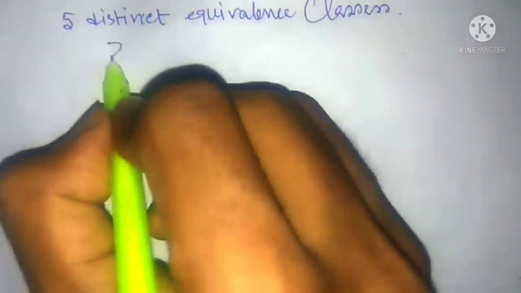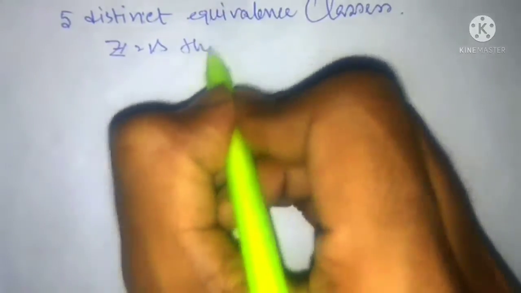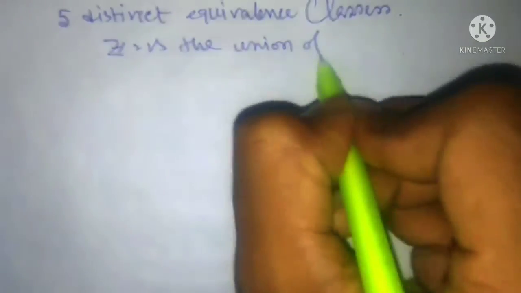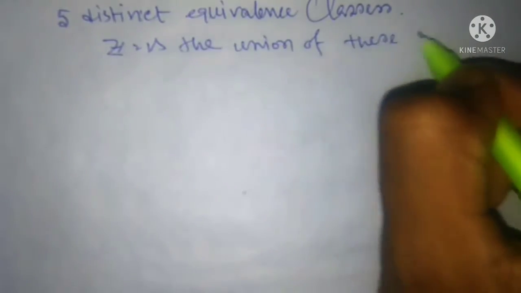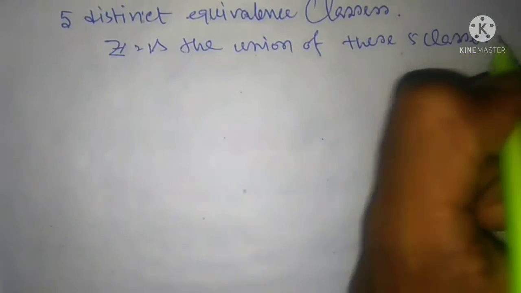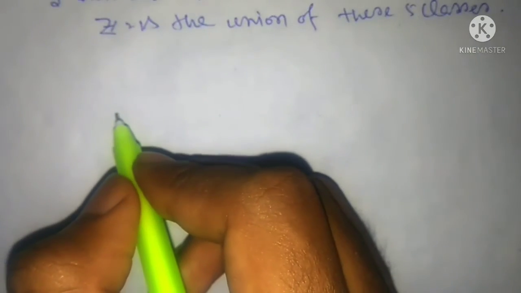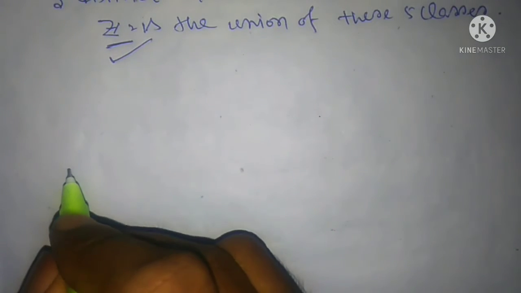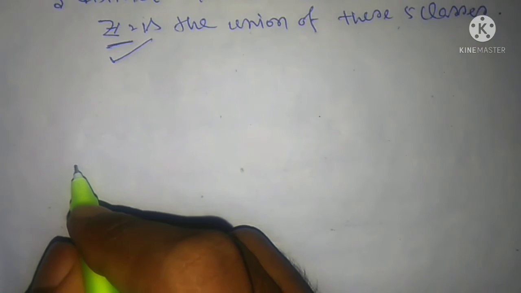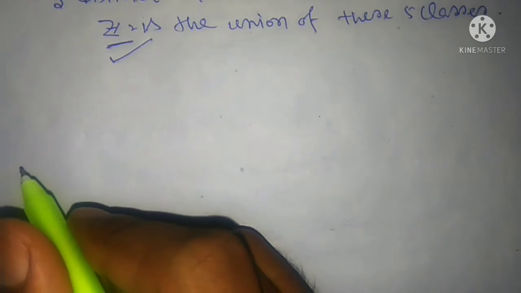and Z is the union of these 5 classes, and each element of Z belongs to one and only one of these classes. Each element of Z belongs to these classes. Okay, so this is an example of an equivalence class.